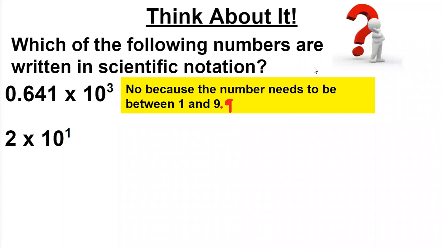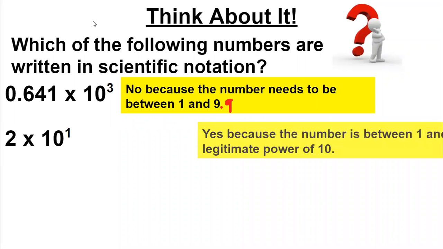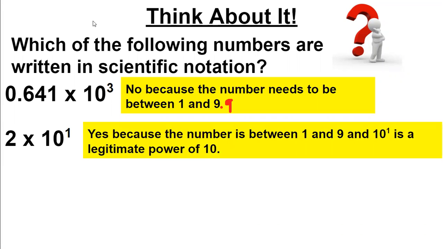2 times 10 to the first, is that written in scientific notation? Well, you have a 2, that's between 1 and 9.9, and you have a 10 to the first. Can you have a 10 to the first? Yeah, of course you can. That's just 10, right? Yes, because the number is between 1 and 9.9, and 10 to the first is a legitimate power of 10, right? That's just 2 times 10. That's just 20, because 10 to the first power is 10, and so 2 times 10 is 20. That's just another way of writing 20.